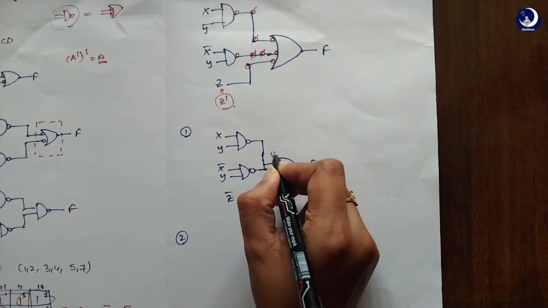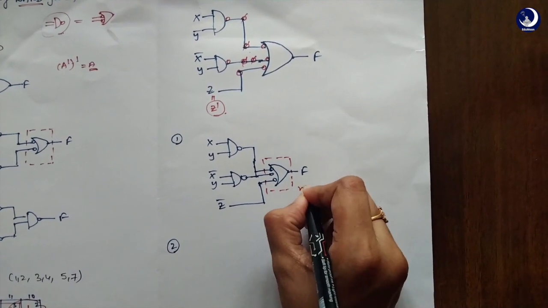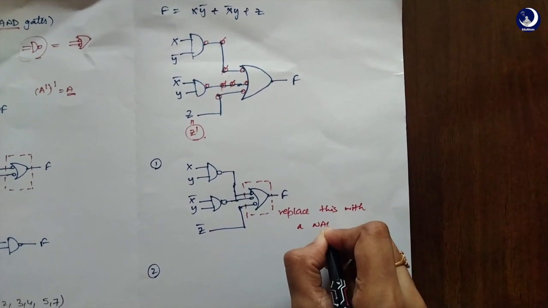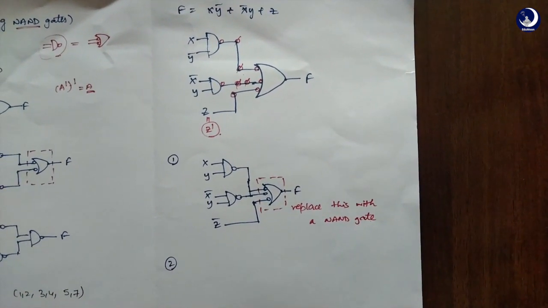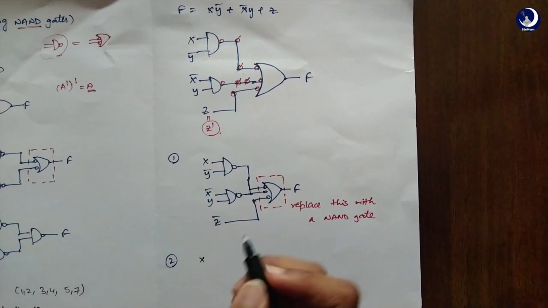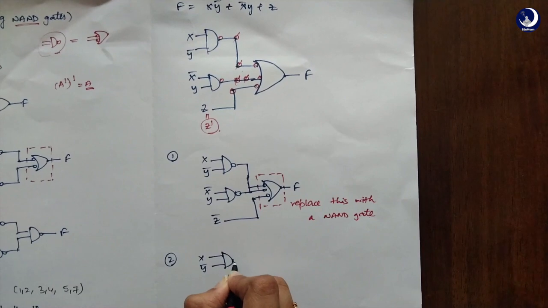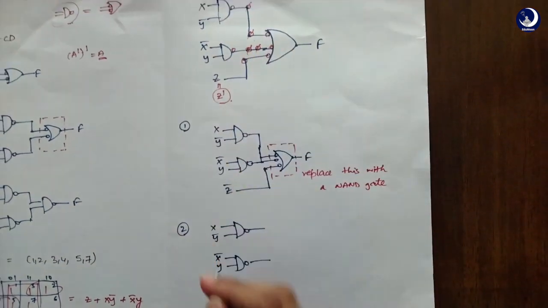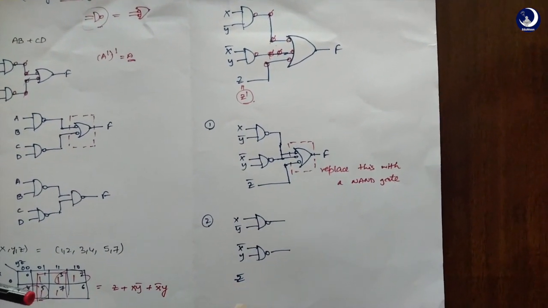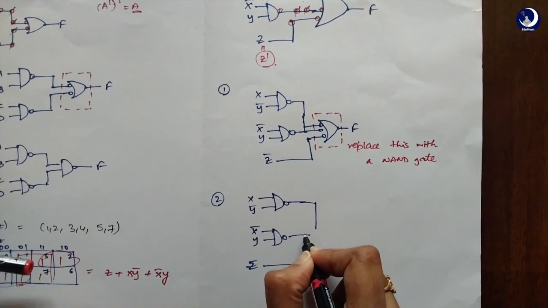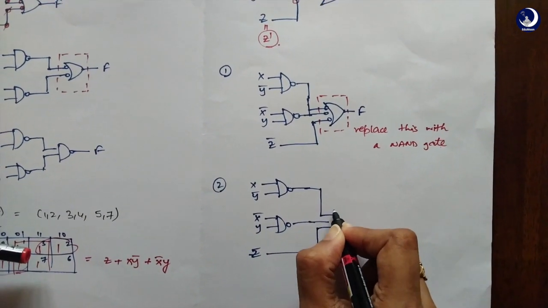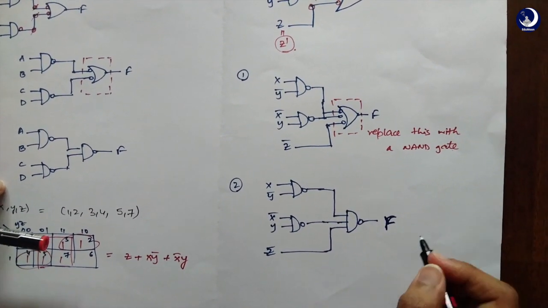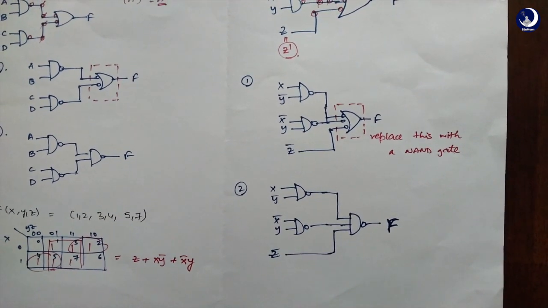So this is one diagram, or else you can have this one, where you just replace this part with a NAND gate. So the final answer is this: x y bar, x bar y. This is Z bar now. Actually the question has Z, but as we are converting it to a NAND gate realization, this becomes Z bar. And now all of them are connected to a NAND gate again. Sorry, this is F. Okay. So in your diagram now we have only NAND gates. So this is how we do it.